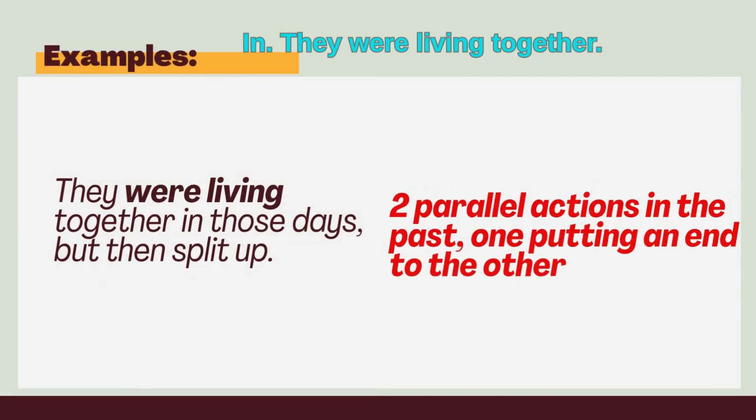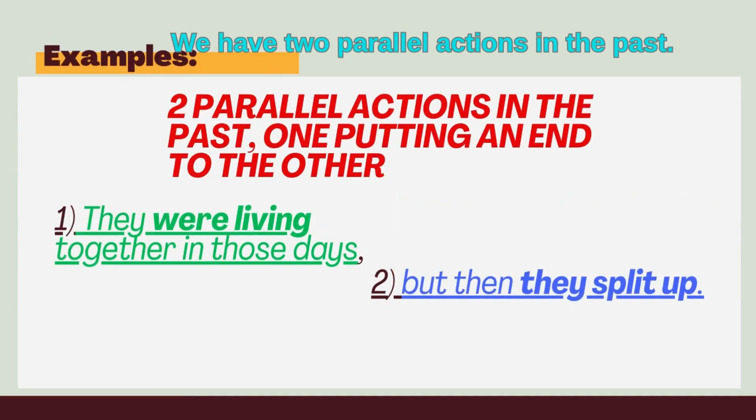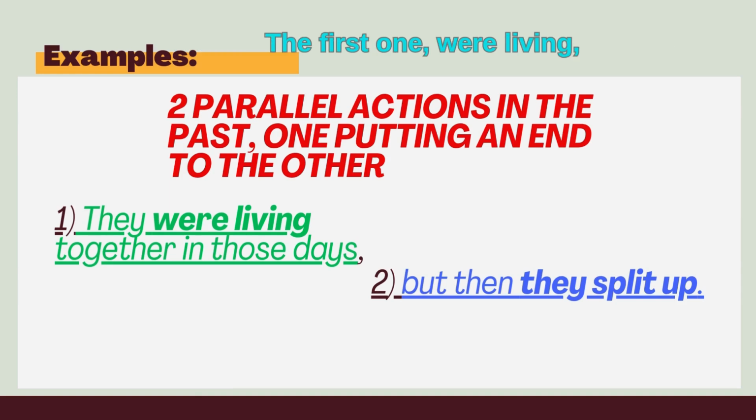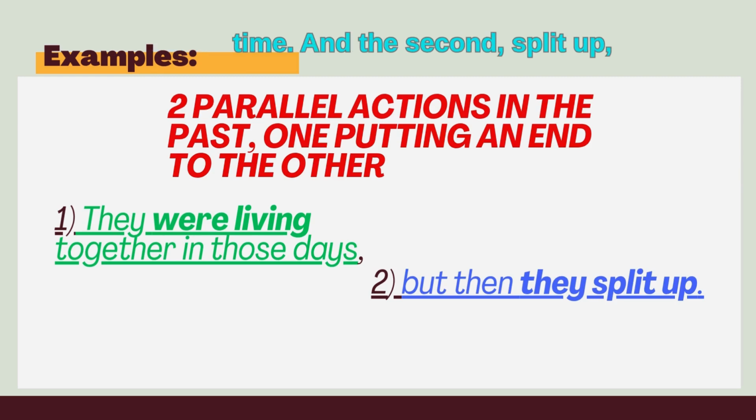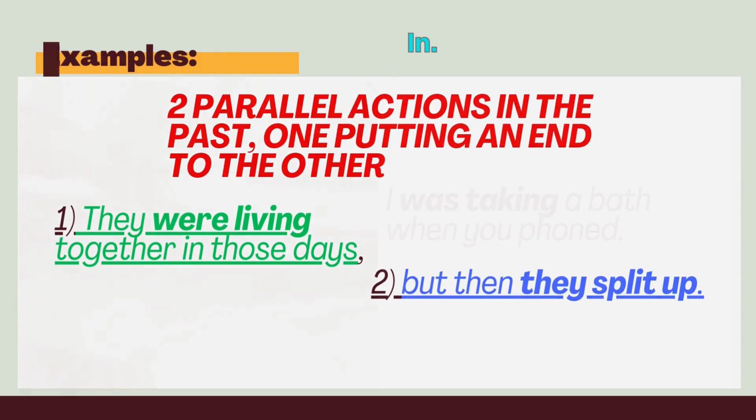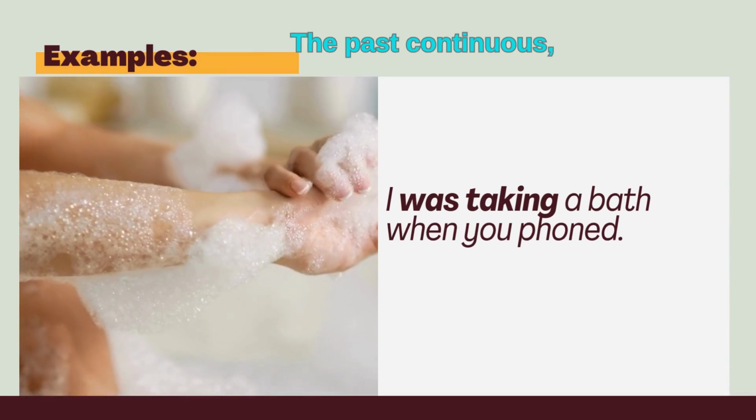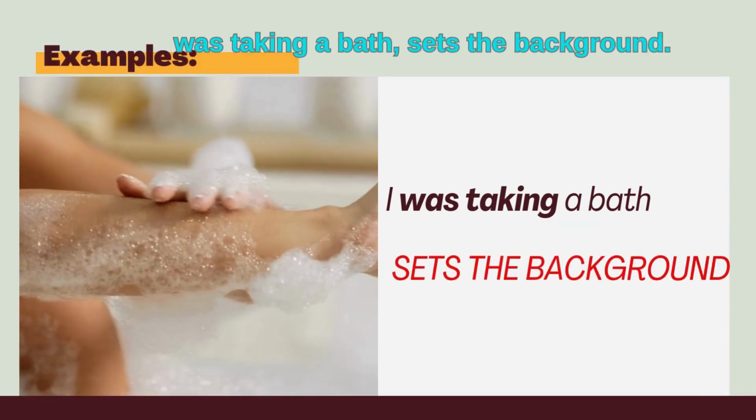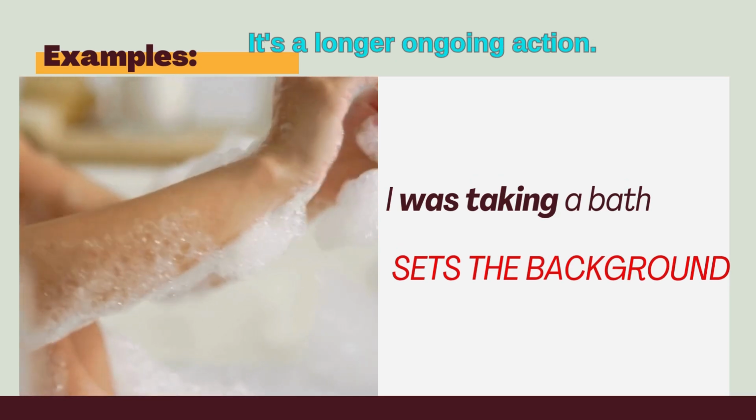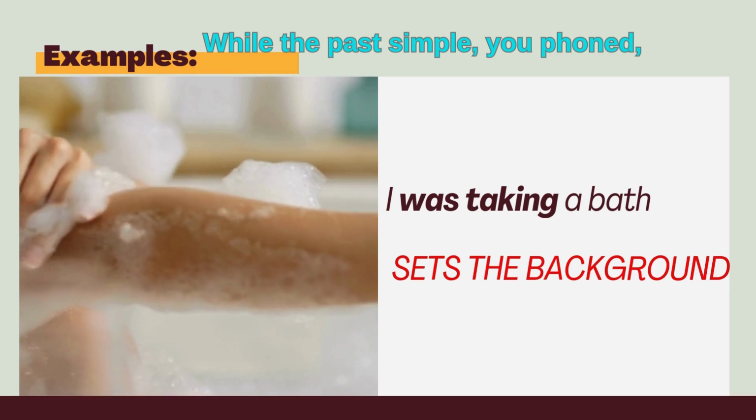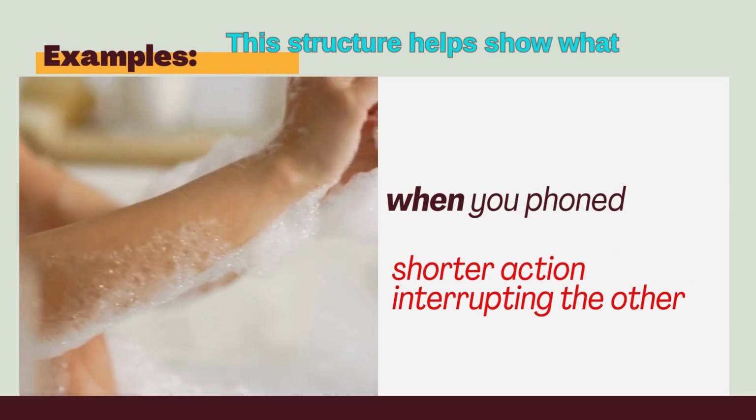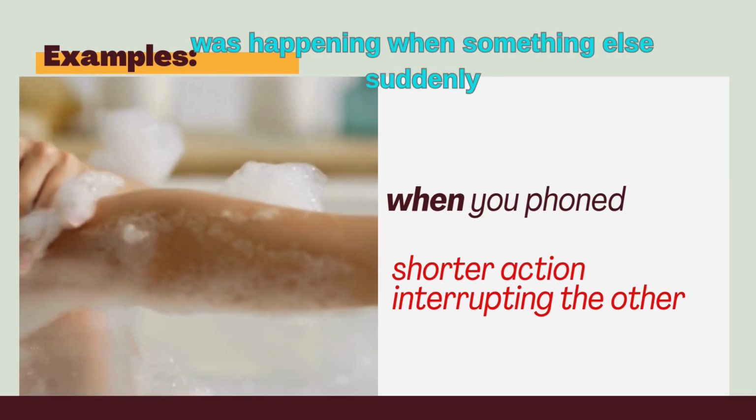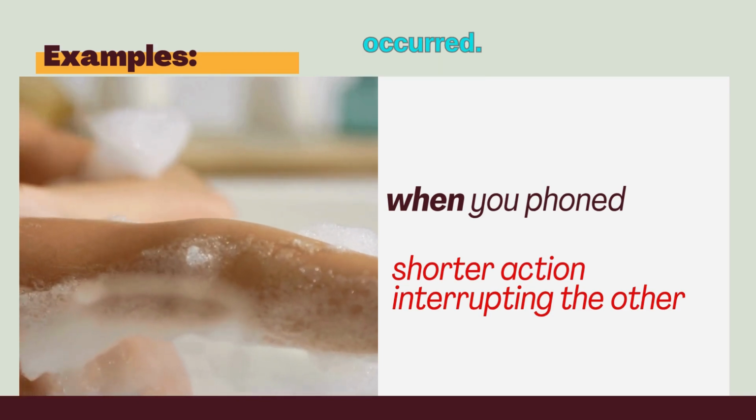In "they were living together in those days but then split up," we have two parallel actions in the past. The first one, "were living," describes a situation that was true for some time, and the second, "split up," shows how that period ended. In "I was taking a bath when you phoned," the past continuous, "was taking a bath," sets the background. It's a longer ongoing action, while the past simple, "you phoned," introduces a shorter action that interrupts it. This structure helps show what was happening when something else suddenly occurred.